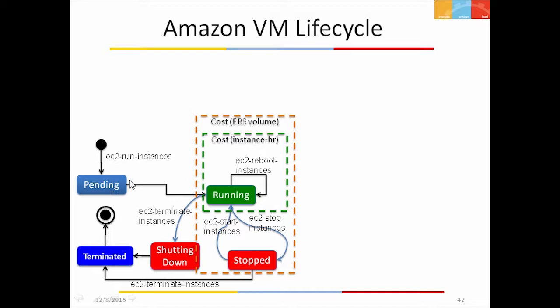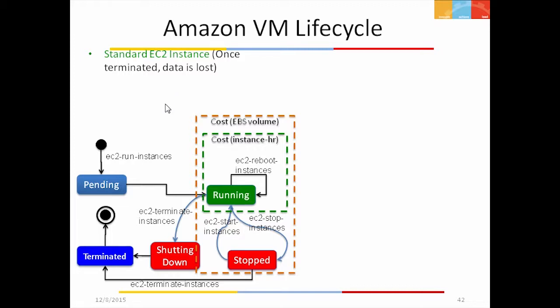So these state transitions from here to here are time based. It takes some time to come to this state. From here to here again, it takes some time to go to this terminated state. From here to here, it can happen through this command called EC2 terminate instances. Again, it takes some time, and then after that, it becomes the terminated state.